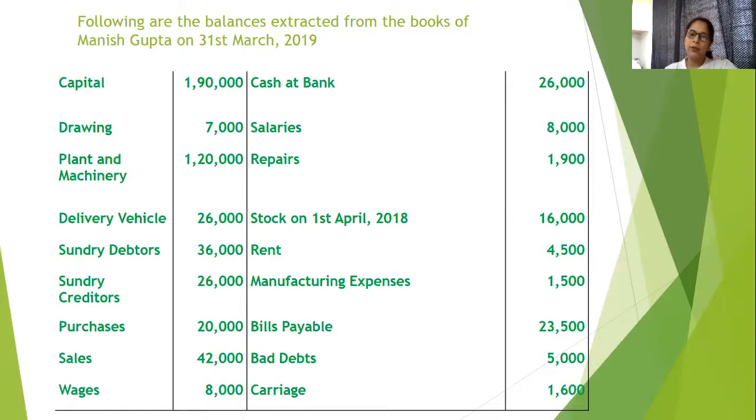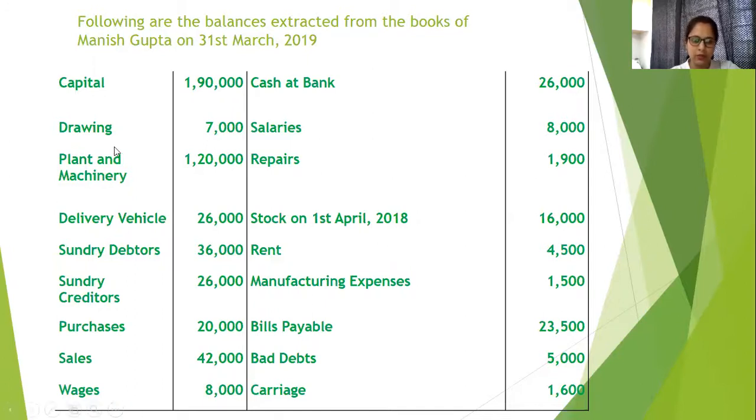Now there can be two types of carriage: when you bring the goods to the business, and when you send the goods outside the business, or when you make sales. So carriage is that charge which can be incurred twice. But since it is not mentioned whether it is carriage inward or carriage outward, we will consider it to be carriage inward, and any carriage inward will be treated as a direct expense and will be written in the trading account, not in the profit and loss account. In carriage outward, if it is mentioned, it will be written in the profit and loss account.